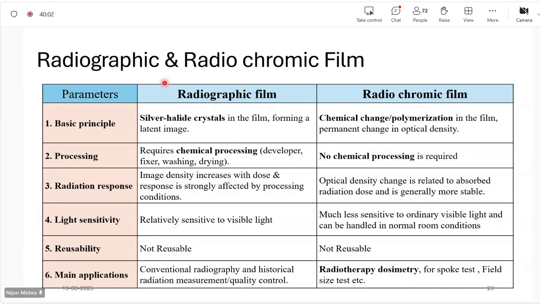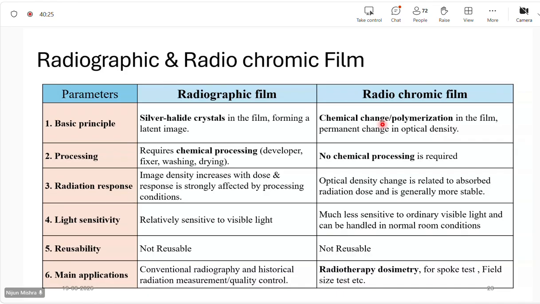So coming to the radiographic and radiochromic film that I told you about. The basic principle of radiographic film is silver halide crystals in the film forming a latent image. Latent image means a hidden image. After chemical processing, you can see the image. Radiochromic film: polymerization in the film, a permanent change in optical density. So here the principle is polymerization.